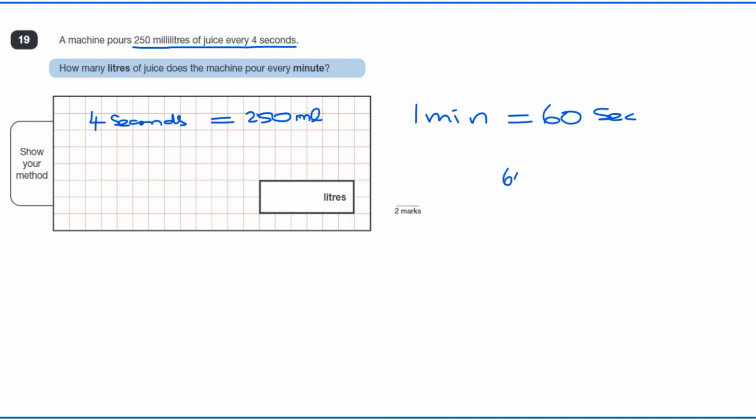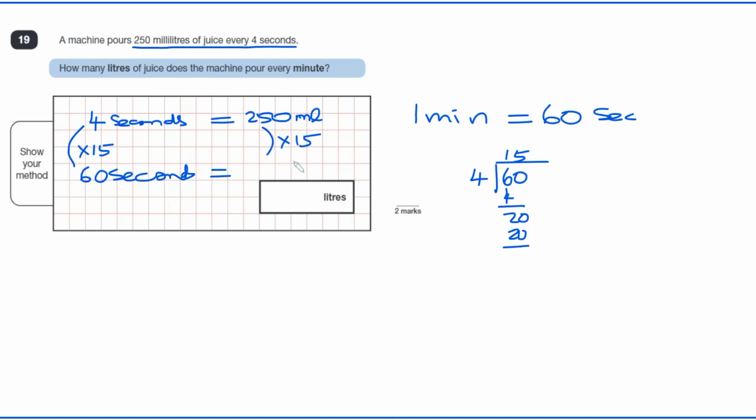So 60 divided by 4, it's going to be 20, and 5 is 20. So 15. So 4 is going to be times by 15, gives 60 seconds, so times by 15 is the answer. So 250 milliliter times by 15.